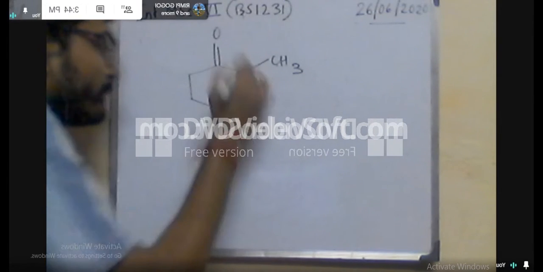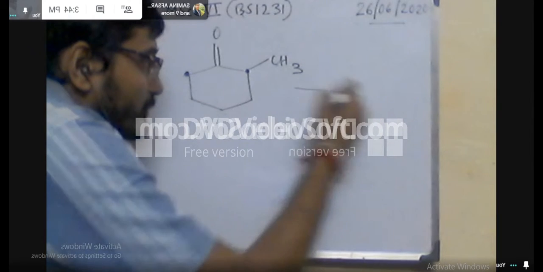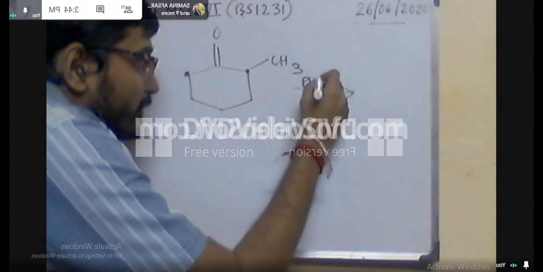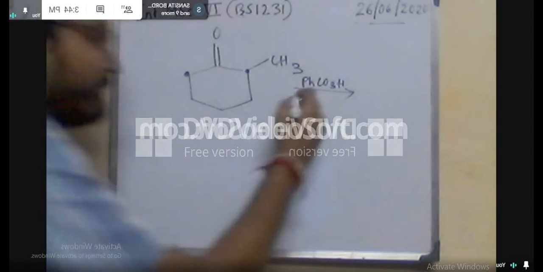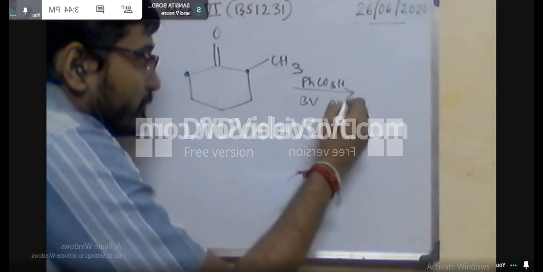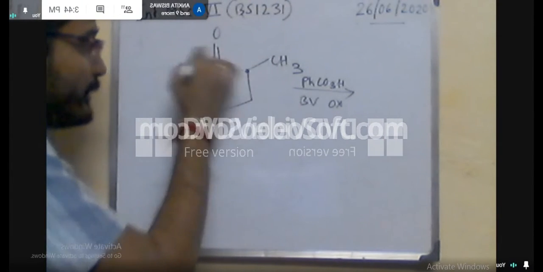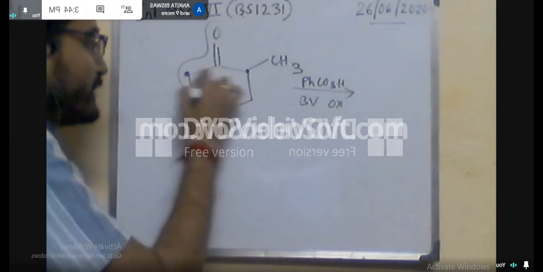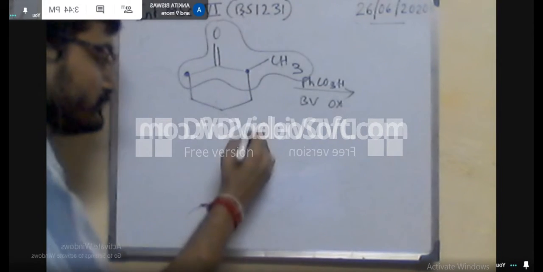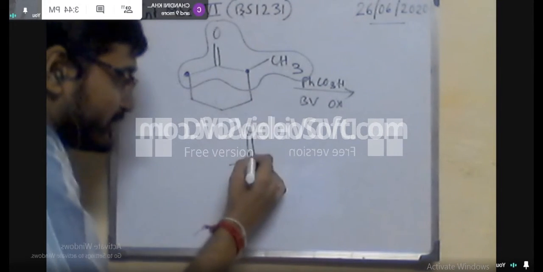Now, these two positions are no longer symmetrical. This position is the more substituted position than this one. So, as per the migratory aptitude, we know that the more substituted side will be migrated. So, here obviously this group or this residue will be migrated. That means the new carbon oxygen bond will be formed here. So, that means the ester will be generated on this side, not this side.